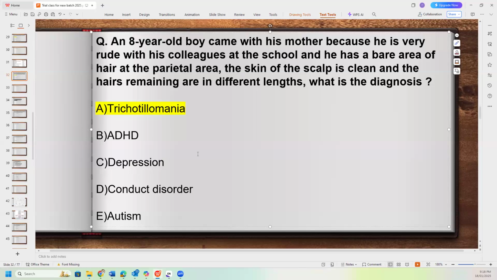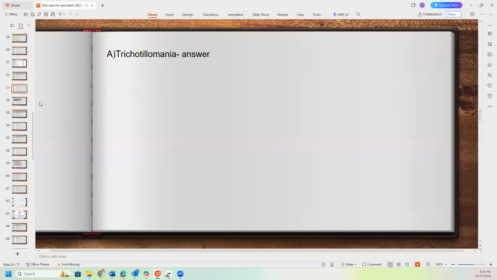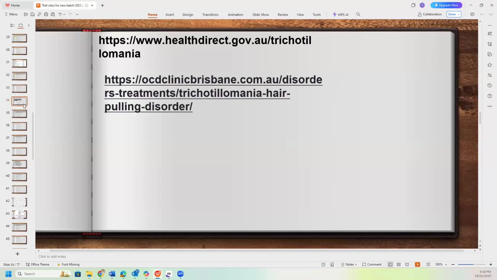All right, so this is what the different terms mean. Trichotillomania is a disorder. Conduct is less than 18. Antisocial starts at 18. Conduct is less than 18, and antisocial is conduct disorder above 18.